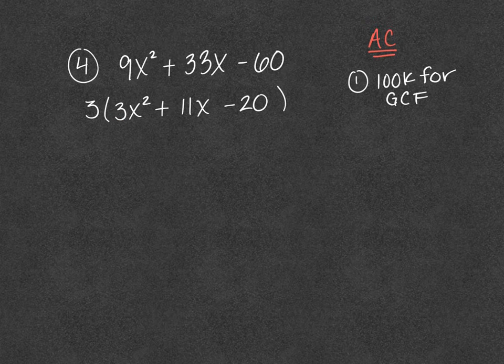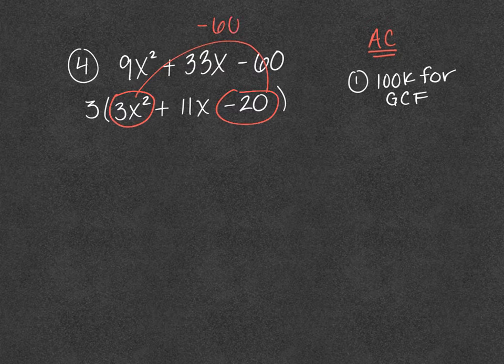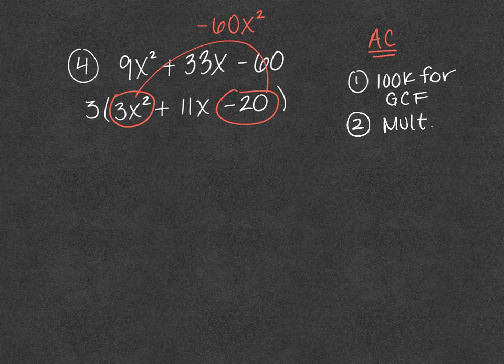So what we're going to do is multiply the first term and the last term. We multiply those together, and that gives me negative 60x squared. It's still a relatively big number, but it's way smaller than multiplying 9 and 60 together. So once we look for the GCF, the second step was multiply A and C, or the first term and the last term. And then we're going to look at our table of values.